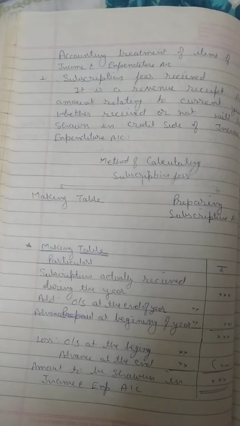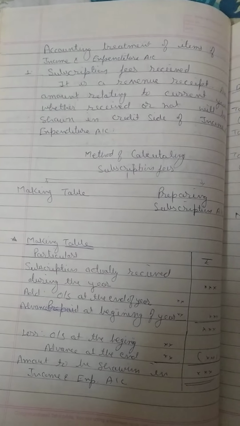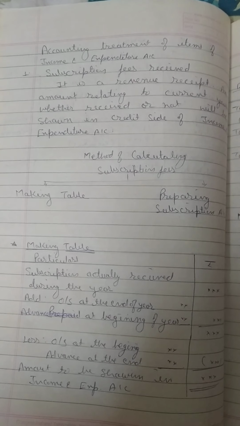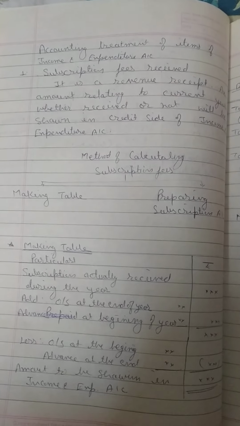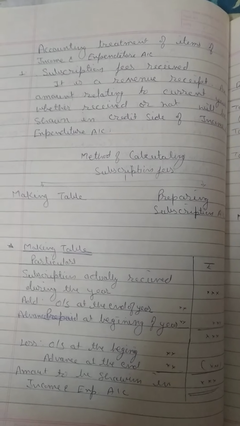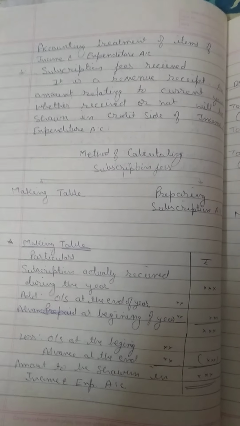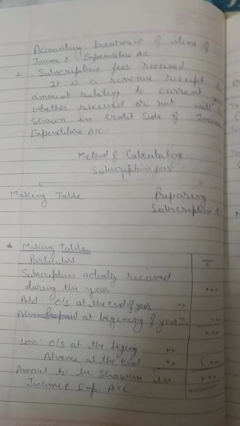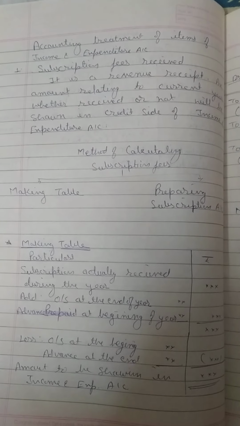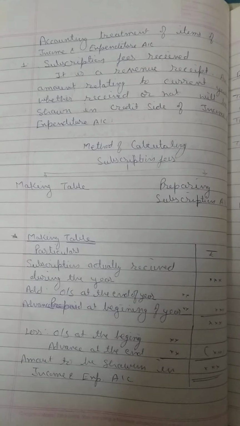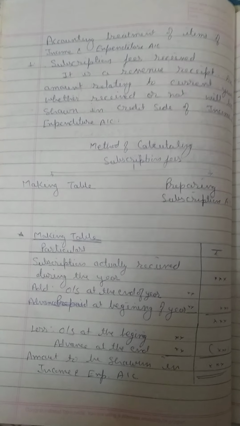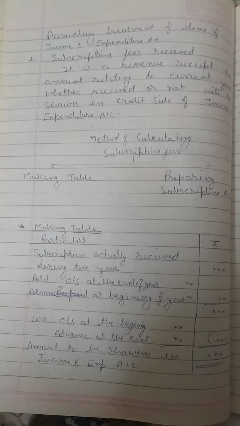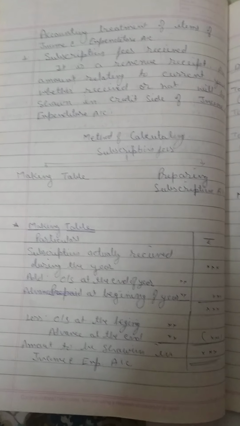First of all, we take the subscription fees receipt. It is a revenue receipt. An amount relating to the current year only will be shown in the income and expenditure account, whether that has been received or not. So we have to find out what amount will be shown for subscription. There are two methods of calculating subscription fees. That is, first, making a table, and second, preparing the subscription account itself.